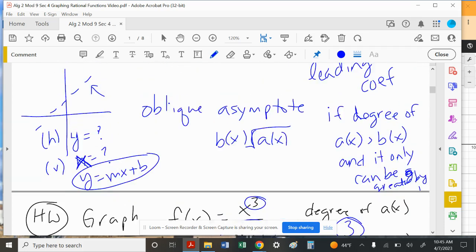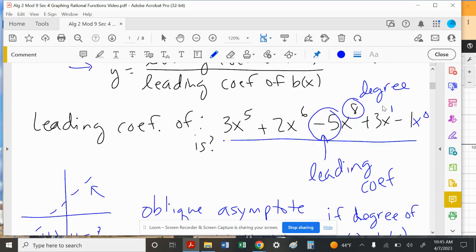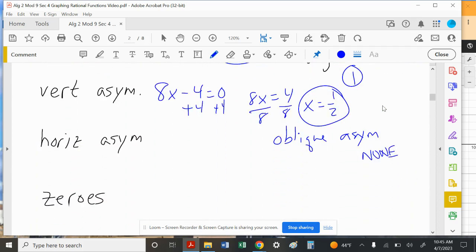Our horizontal asymptote says if the degree of a of x is greater than b of x, there is none. Even if it's only 1 greater, there is no horizontal asymptote. In this case, it's 2 degrees greater. Anyway, it's greater, but it's not by 1. So therefore, there is no horizontal and there is no oblique.